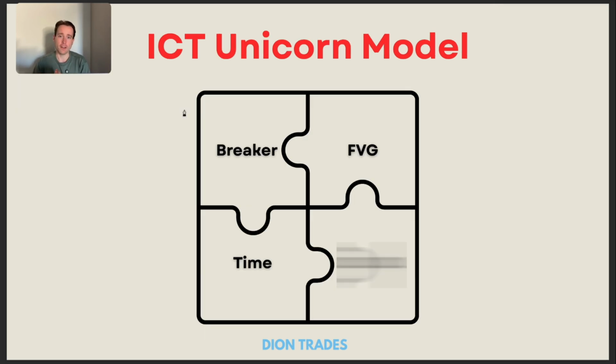And the fourth and final element of the high probability unicorn setup: we now have a breaker overlapping with a fair value gap that makes a unicorn. If you combine a unicorn with the kill zone, with execution in the kill zone, it's even more high probability. And the fourth and final puzzle piece of the unicorn model is a draw on liquidity. Your unicorn model needs to match with where the price likely wants to go.